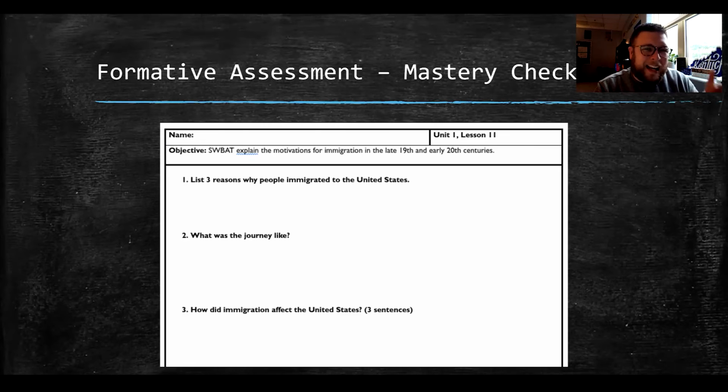What was that journey like? I can look over that and see, did they understand the journey for these immigrants? And then the biggie is usually that third question, how did immigration affect the United States? But I'm asking them to do it in 3 sentences. So I can read over it in just a few seconds.